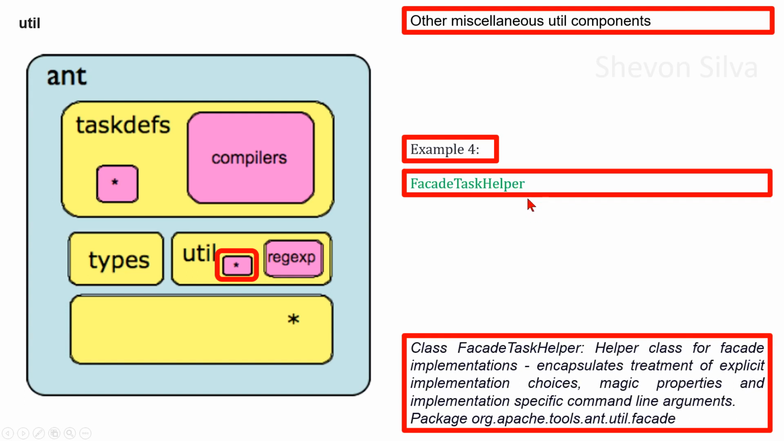Here is the class FacadeTaskHelper. It is a helper class for facade implementations that encapsulates treatments of explicit implementation choices, magic properties, and implementation-specific command line arguments. This is in the package org.apache.tools.ant.util.facade.